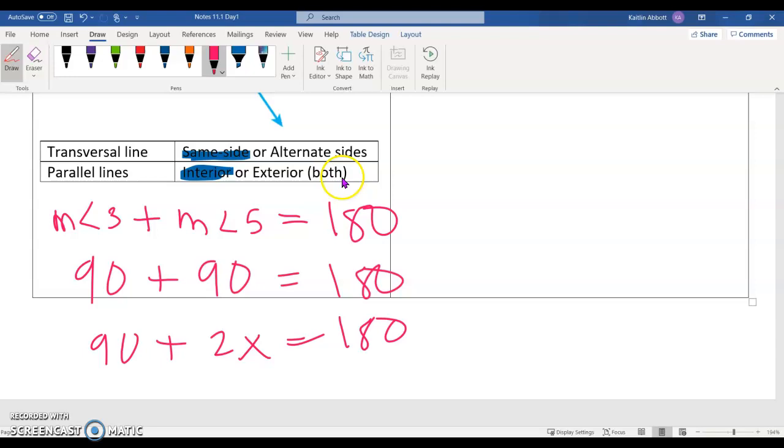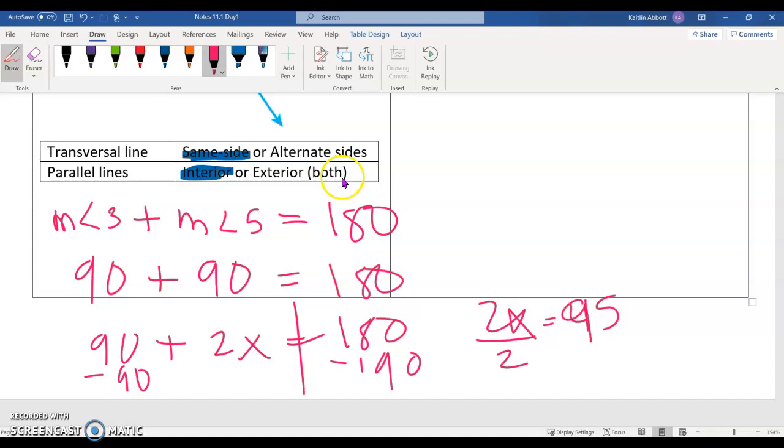So you would solve like you did for the problem of the day, minus 90, and you get 2x equals 90. Oops, I said the wrong answer. Divide by 2, x equals 45. Let me know if you have questions.